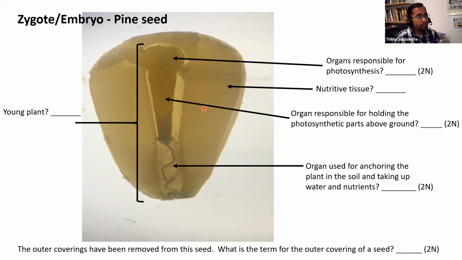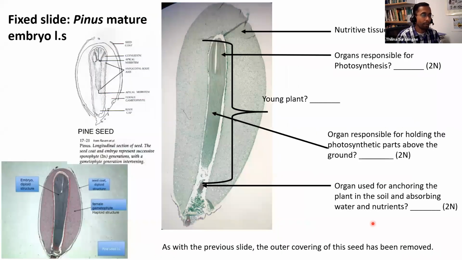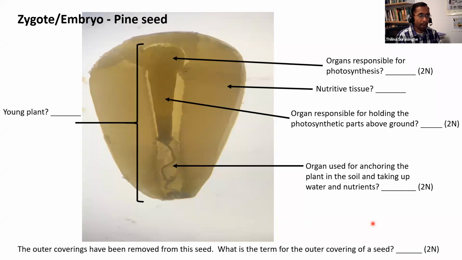The rest of the parts are much easier. The outer covering has been removed from the seed. This does not have the outer covering of the seed, because you would not see the inside if you had the seed intact. And the name of the outer covering of the seed is very simple: the seed coat. Correct, the seed coat.